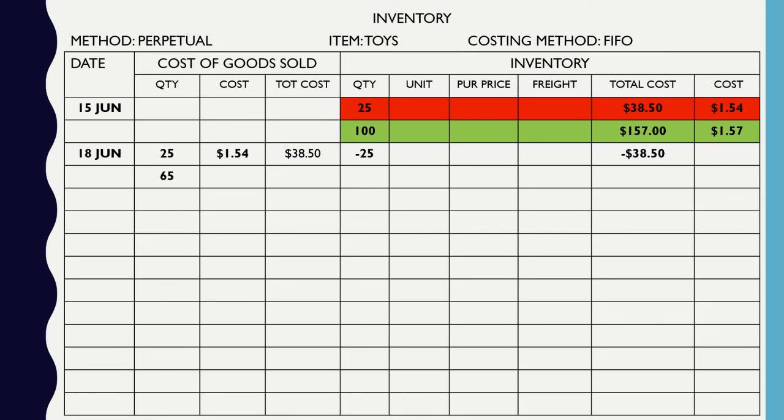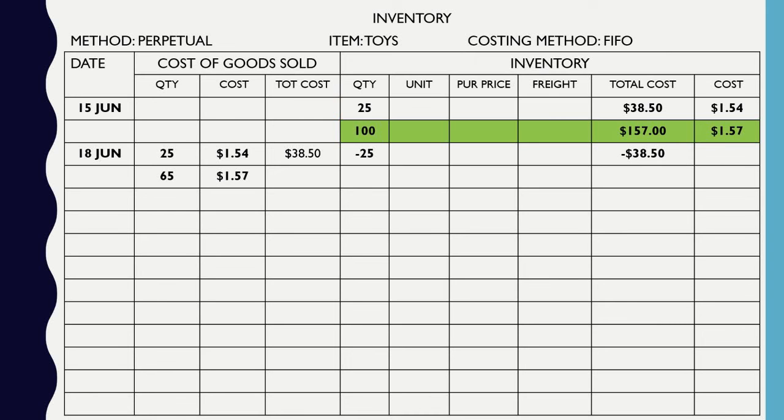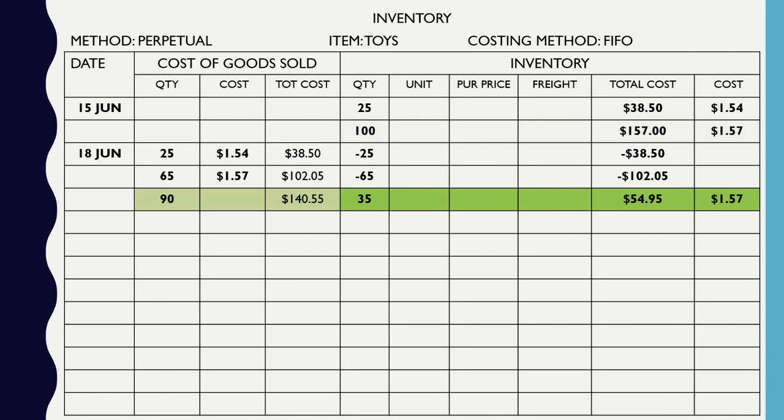And we're also going to grab our green one, which is, again, $1.56, and we're going to update it. So now we're going to take it away from our green batch. So we're going to take 100 minus the 65 to give us a total of 35, right? And now our green batch is going to be 35 at a total of $54.95. Okay.